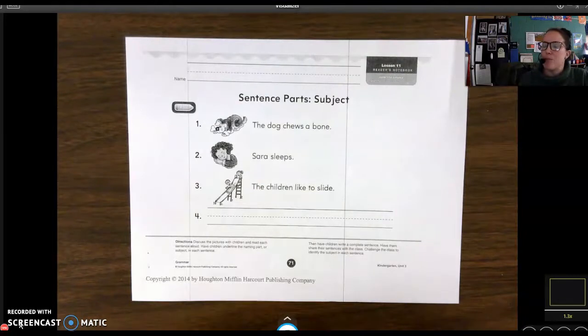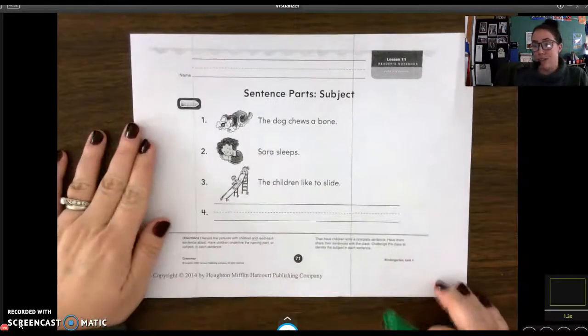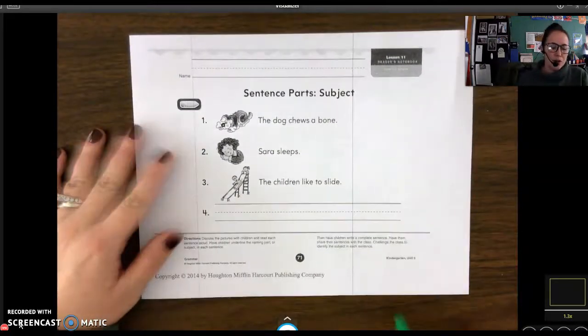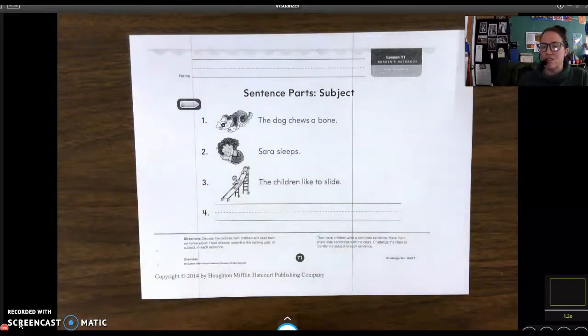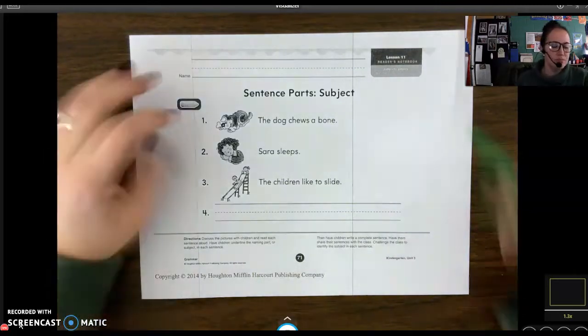So it's the naming part. It tells what you're talking about or who you're talking about. So the subject, every sentence has to have a subject. So we're going to read some of these sentences, and we're going to see if we can figure out what the subject is, what the sentence is about, what they're talking about, or who they're talking about, okay? Who's doing the action.